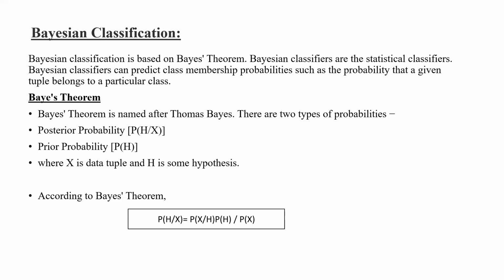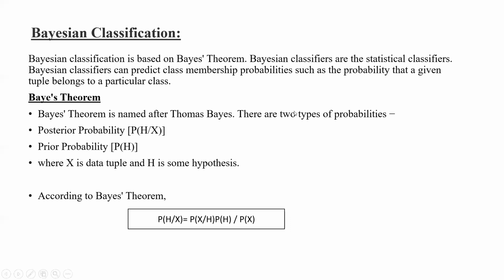These classifiers are statistical classifiers and they can predict class membership probabilities, such as the probability that a given tuple belongs to a particular class or not. So these are based on Bayes theorem and are statistical classifiers. These are the two key points we need to remember. In Bayesian classification methods, we have two types mentioned in our syllabus, that is the Bayes theorem and naive Bayesian classification. We'll look into them one by one.